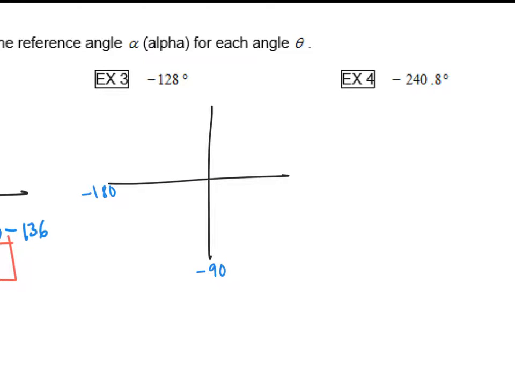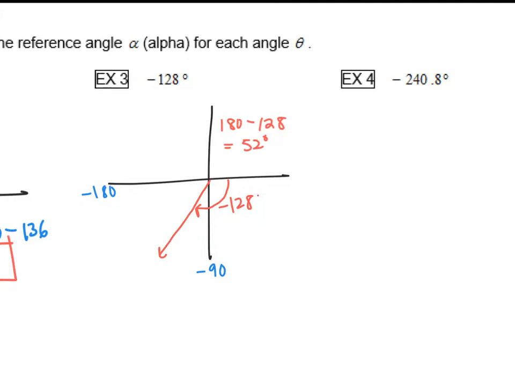So again, I'm going to use that 180 degrees. I'm just going to use the positive 180. I'm going to subtract out 128 to see how far away they are. So when I do that, I get 52 degrees. What that means is that from the x-axis, because I used 180 degrees, if I go 52 degrees into the quadrant, so that's just over halfway, this is where that negative 128 degrees is.